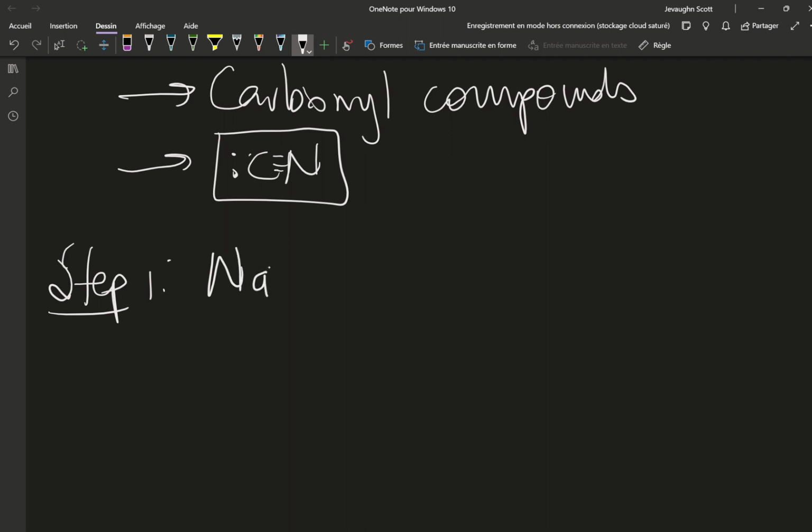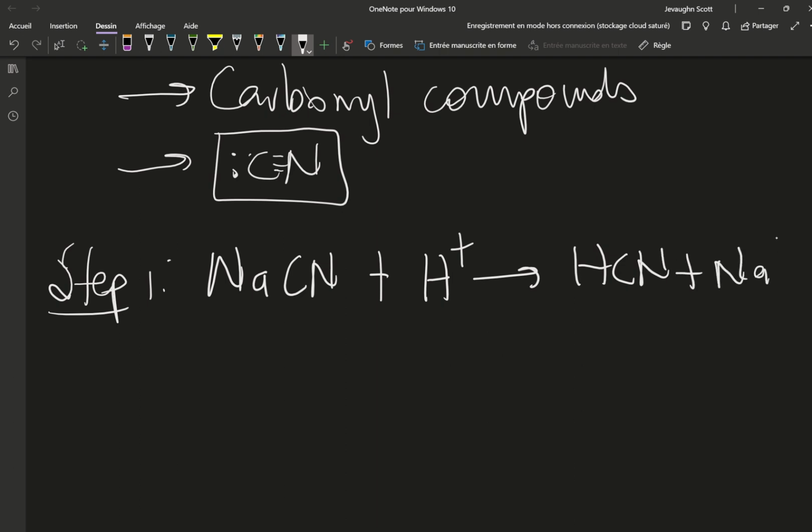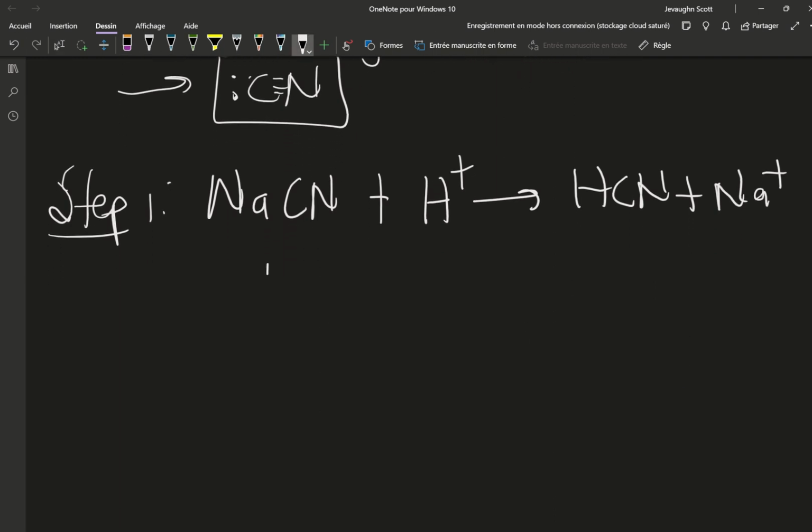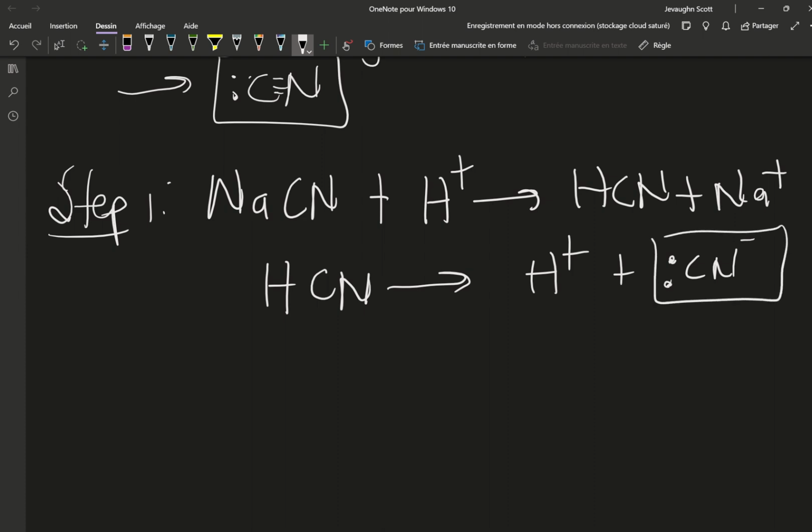So let's look at this. Hydrogen cyanide, in the presence of water, specifically we're going to be reacting with the hydrogen ion to produce hydrogen cyanide and sodium ions. In this case, we would know that the hydrogen cyanide would decompose into hydrogen ions and cyanide ions.